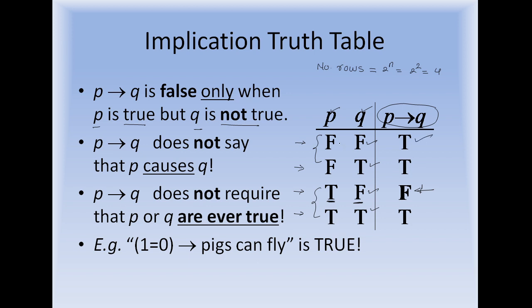So false implies false is true. False implies true is true. True implies false is false. True implies true is true. So it is false only in this case, when P is true and Q is false. Otherwise, it is true in all other cases.